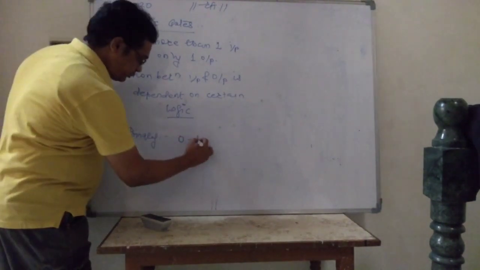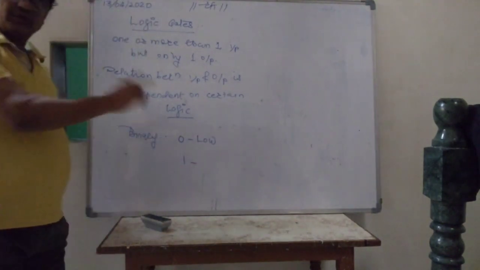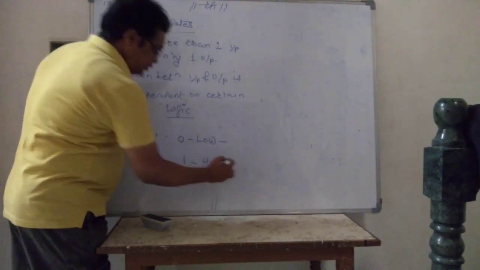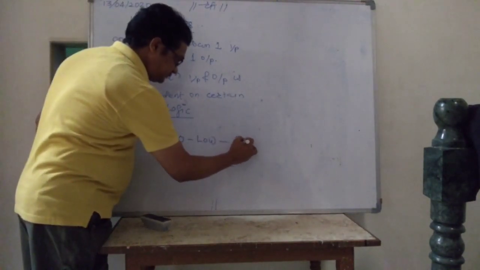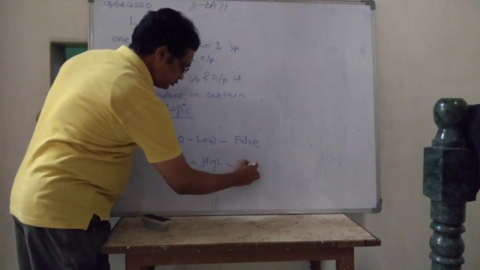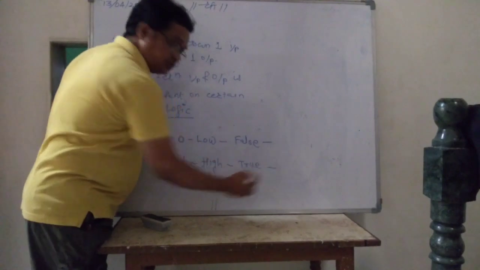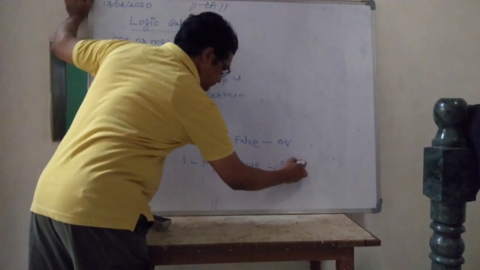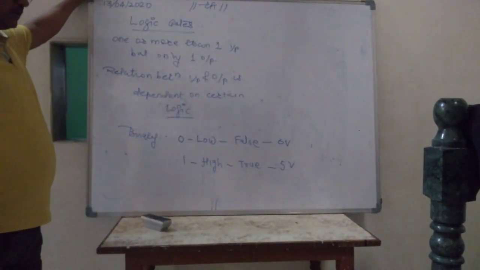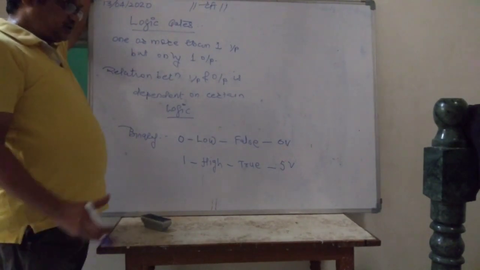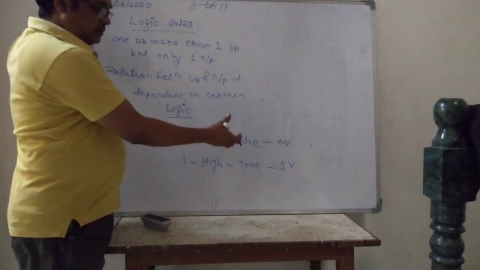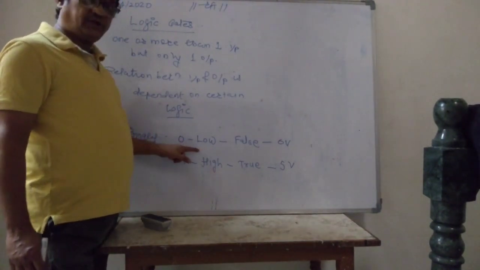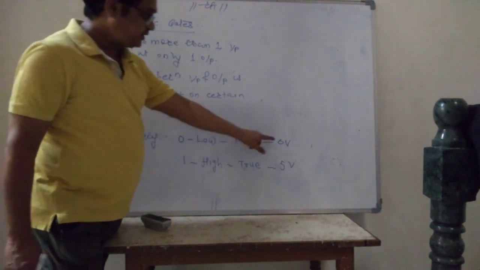0 is known as low input. 0 is known as low, 1 is known as high. 0 is also known as false, 1 is known as true. 0 is known as 0 volt, 1 is known as 5 volt. The logic circuits are operated with a TTL supply. TTL supply is a 5 volt supply. So 0 means a low state. Low state is also known as a false state. False state is equal to 0 volt.